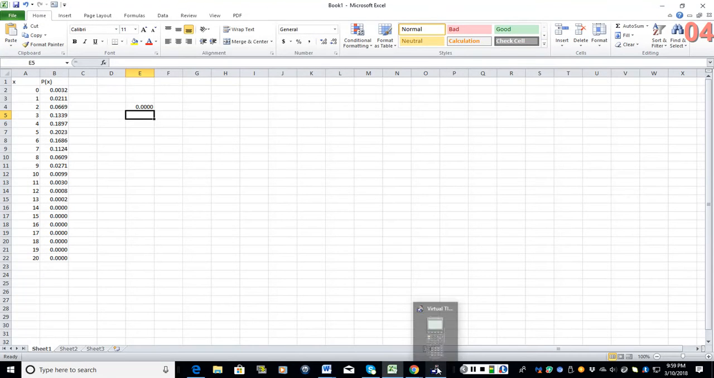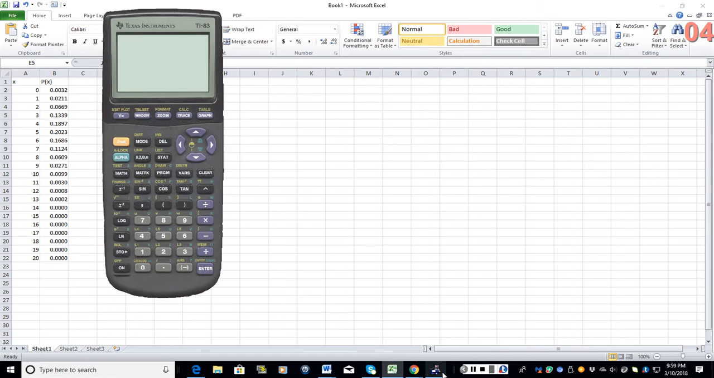Now our next way to do it is this. What we could do is find this probability and subtract it from 1. So what we're going to do is go to second, vars. We're going to go to binomial CDF. We're going to put in 20, comma, 0.25, comma, and then all the way to 13. Okay, so that's going to be what we want.